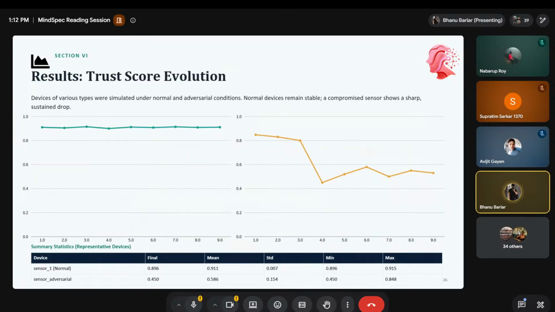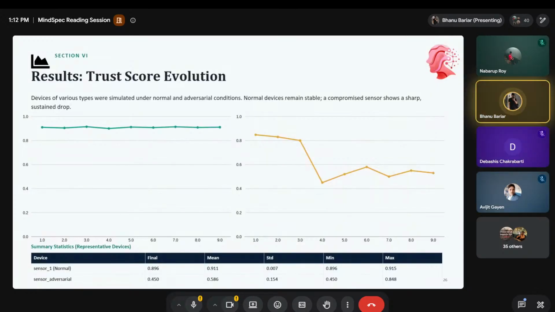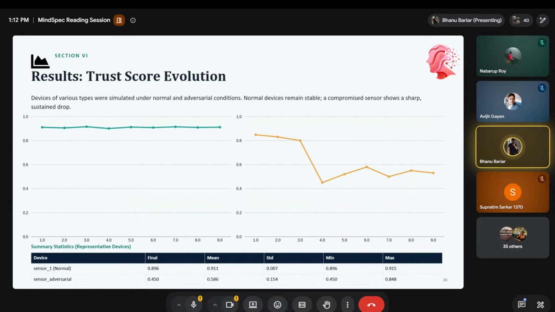And why does this happen? Just because several trust factors deteriorate simultaneously. The device begins exhibiting abnormal behavior. Certificate validity may have been revoked, or patch status gradually worsens. Behavioral consistency may be decreased. Instead of relying only on one indicator, the framework captures multiple security degradations occurring together.